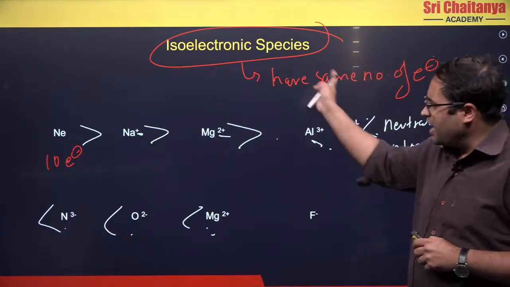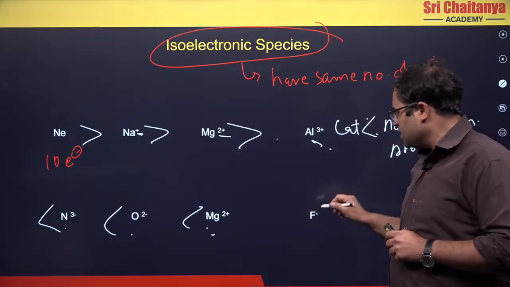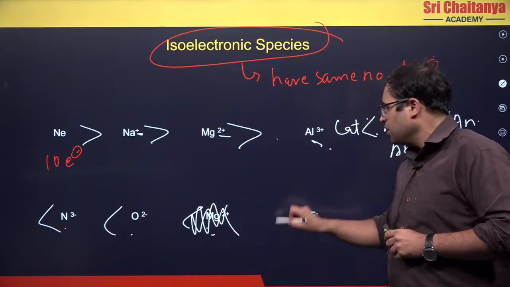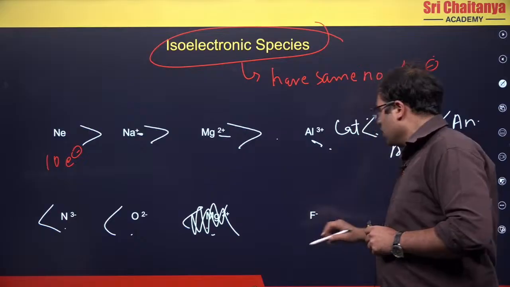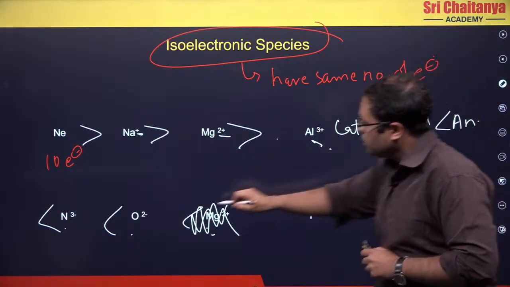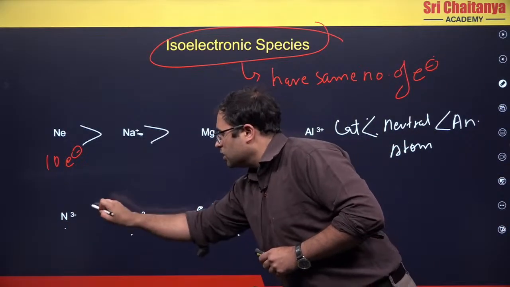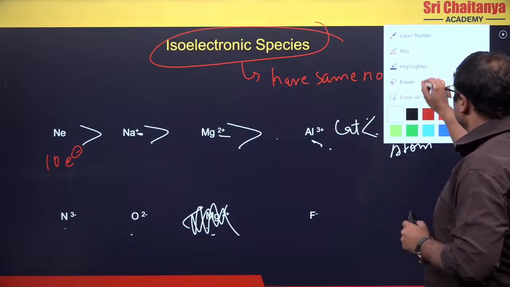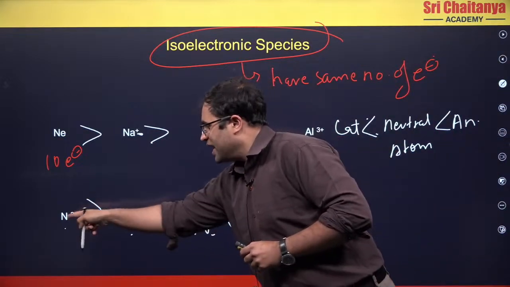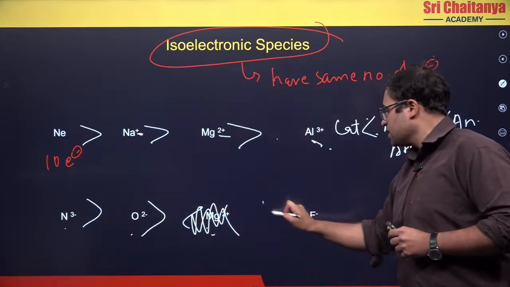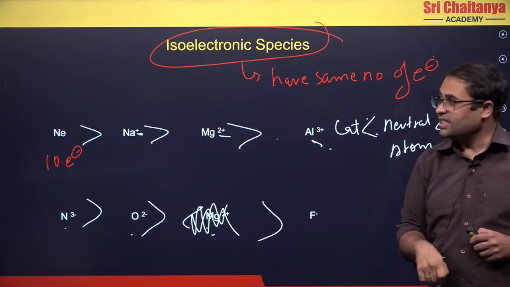So as a homework, try and arrange them in order of their sizes, right? This will be like this. For the anions, the more the negative charge, the larger will be the size. So fluoride will have the least size.